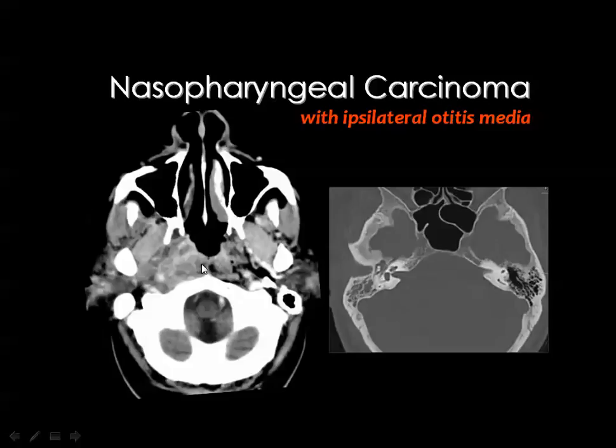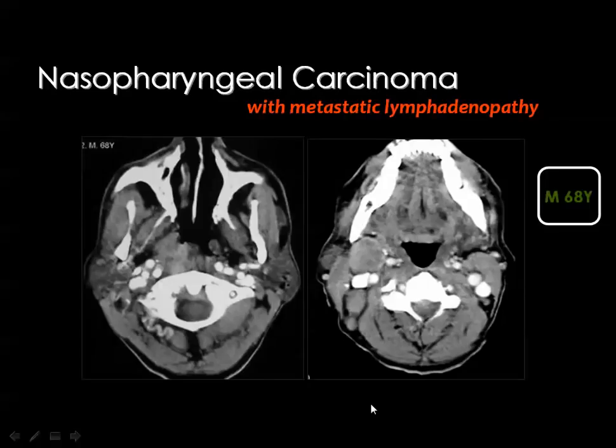And you can see in the axial image a mass infiltrating the nasopharyngeal wall medial to the parapharyngeal fat. And in the bone window image, you can see that the middle ear cavity is obliterated by secretions. And also you can see the mastoid air cells are obliterated by similar secretions secondary to obstruction of the Eustachian tube.